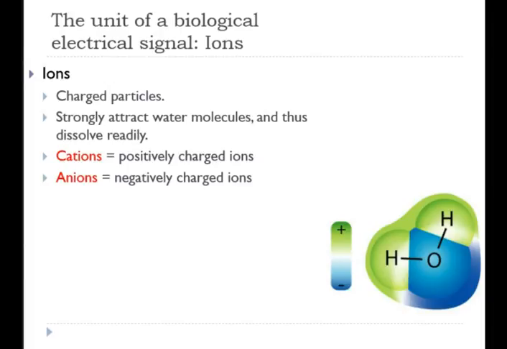There are two main kinds, just as a recap from high school. Cations are positively charged ions, and anions are negatively charged ions.